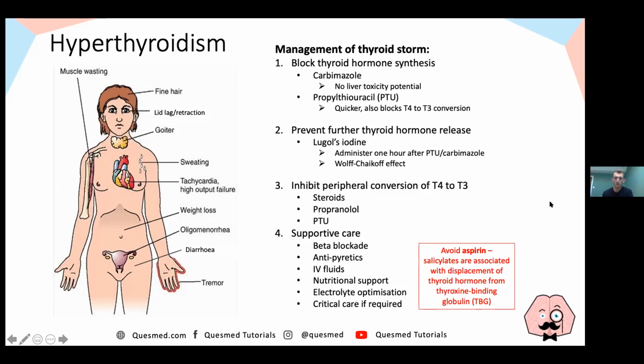So there's also another thing to remember. Aspirin and salicylates are associated with displacement of thyroid hormone from thyroxine-binding globulin. Thyroxine-binding globulin attaches to thyroid hormone and basically stops it from functioning. So in hyperthyroidism or thyroid storm, you need to avoid aspirin because aspirin prevents that binding and inhibition of thyroid hormone.